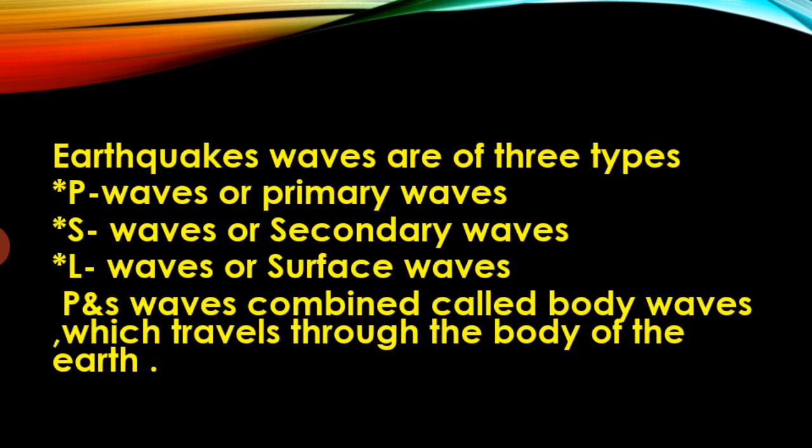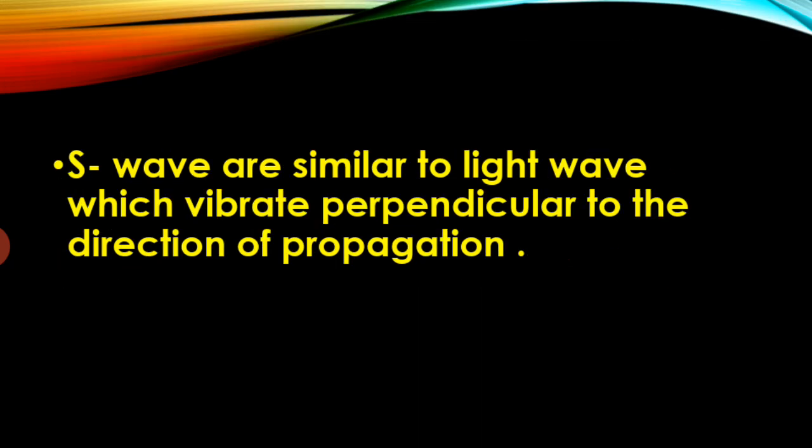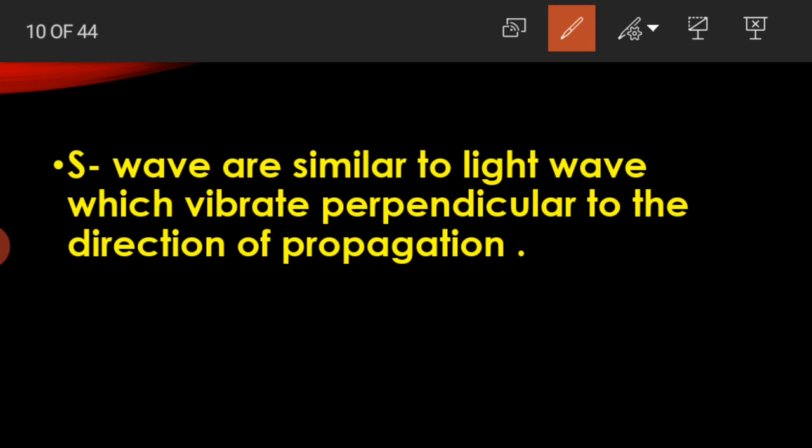Okay, earthquakes. Here is some information. Earthquake waves are of three types. One, P waves are primary waves, S waves are secondary waves, L waves are surface waves. P and S waves combined are called body waves, which travel through the body of the earth. Okay, remember, please. S waves are similar to light waves, which vibrate perpendicular to the direction of propagation.